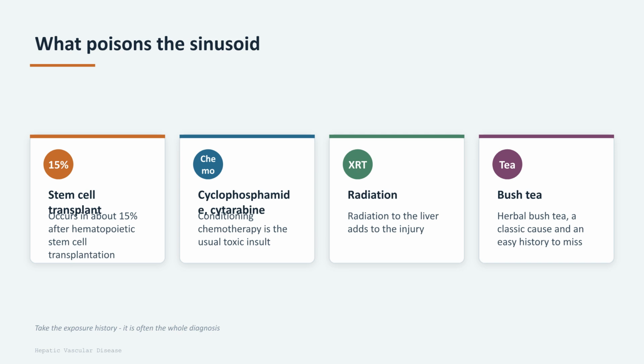So who gets it? The big one is hematopoietic stem cell transplantation. Roughly 15% of patients, which is why every transplant service watches for this. The insult is usually the conditioning chemotherapy. Cyclophosphamide and cytarabine are the 2 named agents. Radiation to the liver adds to the injury. And then there is bush tea, an herbal tea and a classic cause worldwide. Easy to miss if you never ask. So take the exposure history. It is often the whole diagnosis.